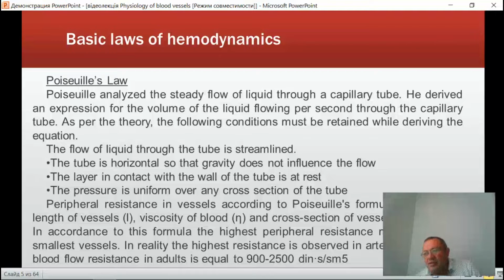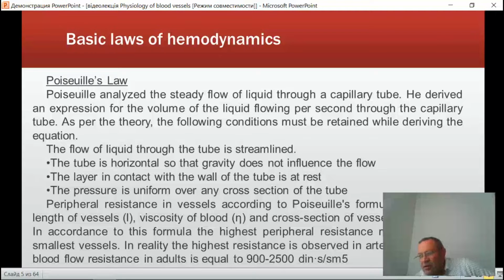Peripheral resistance in vessels, according to Poiseuille's formula, depends on length of vessels, viscosity of blood, and cross-section of vessels. R equals 8 times the length of vessels, times the viscosity, divided by pi times the cross-section of vessels.